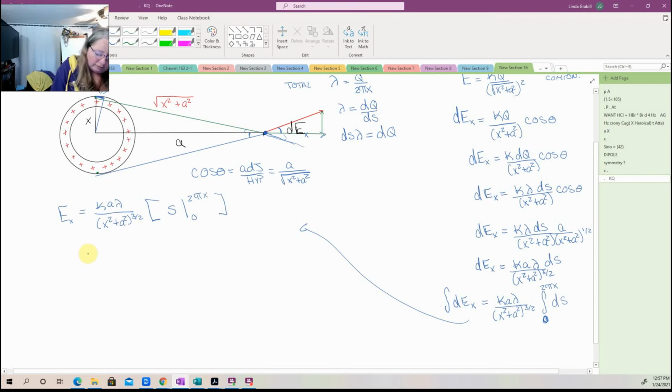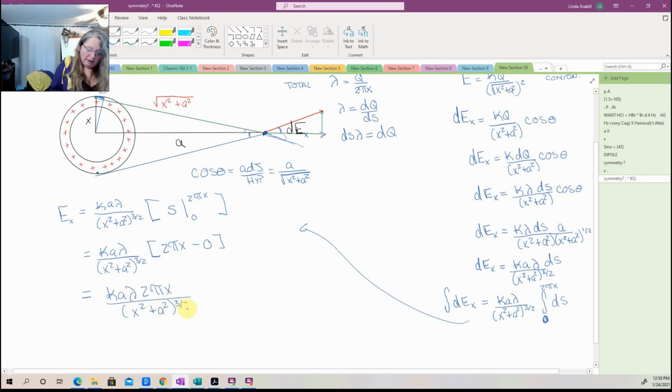Cool. So let's go ahead and evaluate this. Ka lambda divided by x squared plus a squared to the 3/2 times 2 pi x, starting at the upper limit and subtracting out the lower limit, which is just 0. Cool. So Ka lambda 2 pi x divided by x squared plus a squared to the 3/2. Now, if you look in your textbook, you will see something. There's our answer.